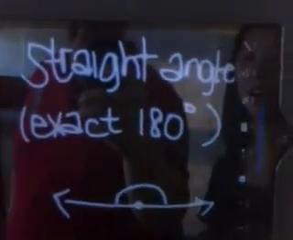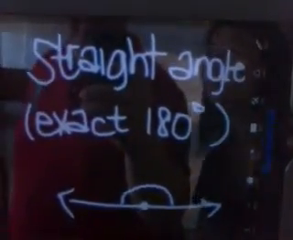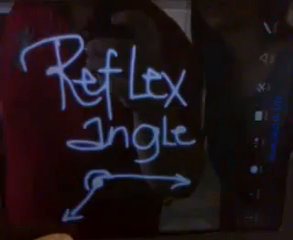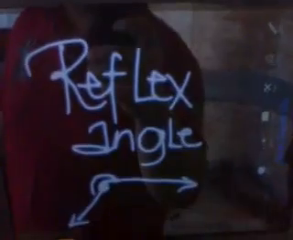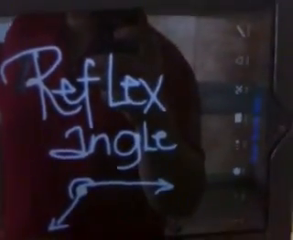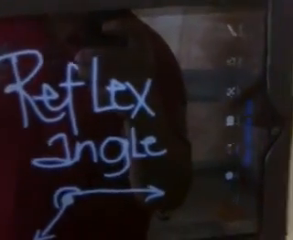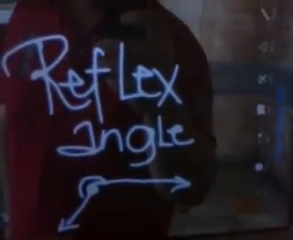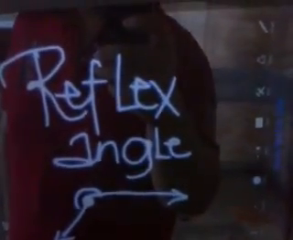Straight angle, exactly 180 degrees. This is an example of a straight angle. The vertex and 180 degrees. This is a reflex angle. Greater than 180 but less than 360 degrees. This is an example of a reflex angle.